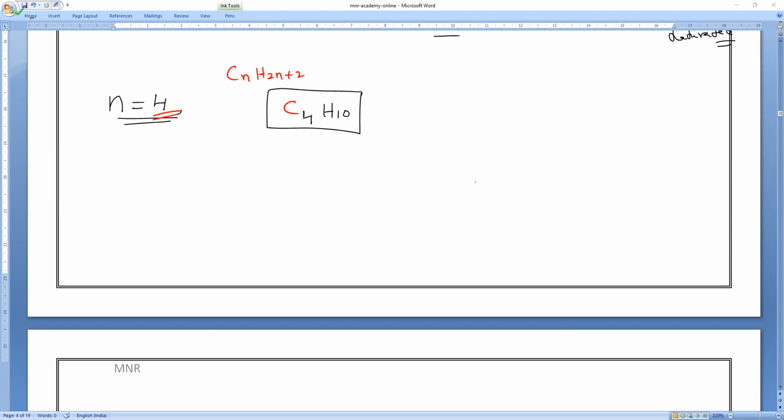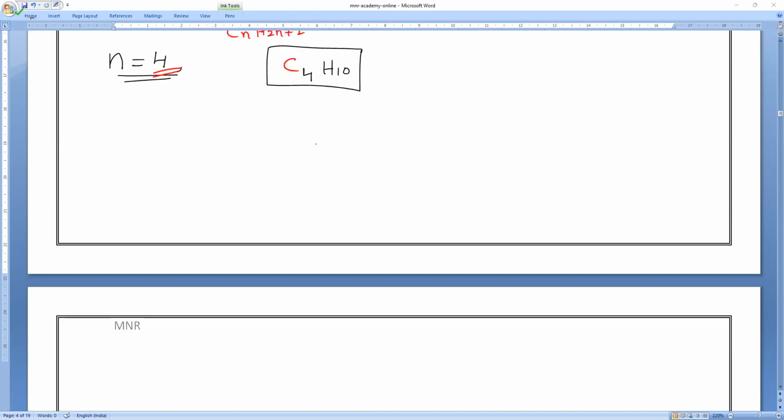Name of the straight chain, all of you. Name of the straight chain. This is important. Today only, just now I am teaching you. Name of the straight chain of n equals 4. What is that? Butane. So hydrogen, hydrogen, hydrogen, hydrogen, hydrogen.